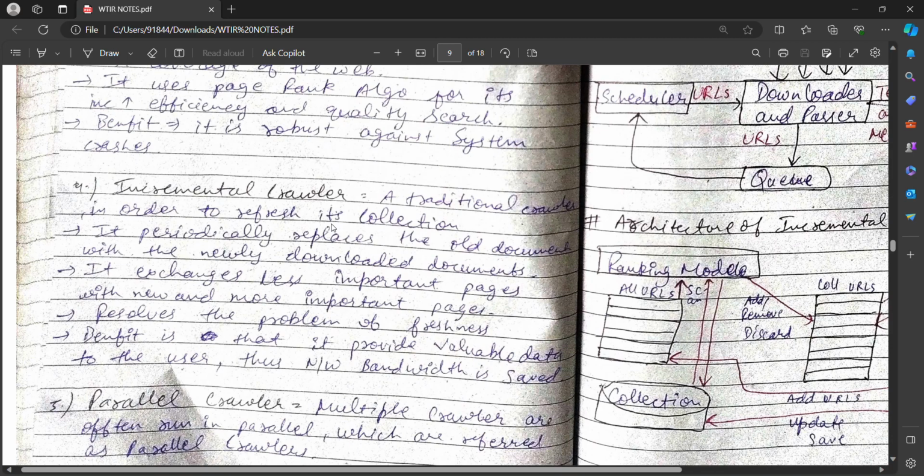Like first is the incremental crawler. I am just pronouncing it wrong sometimes.